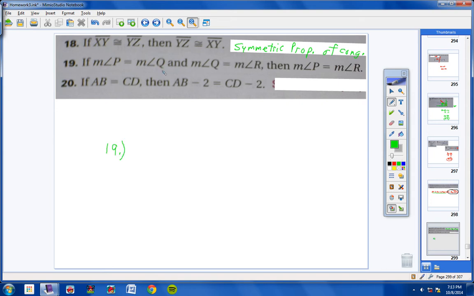If the measure of angle P equals Q and Q equals R, then P equals R. So P equals Q, Q equals R, thus P equals R. Well, guys, we call that transitive. You really should have these memorized, students, okay? Transitive. Now, would it be the transitive property of congruence or the transitive property of equality? Well, look, do we have equal signs here or do we have congruent signs? Well, we have equal signs, so we call this the transitive property of equality, okay?